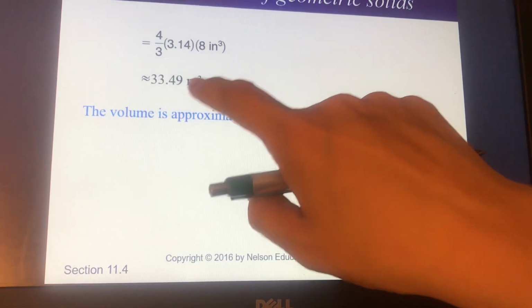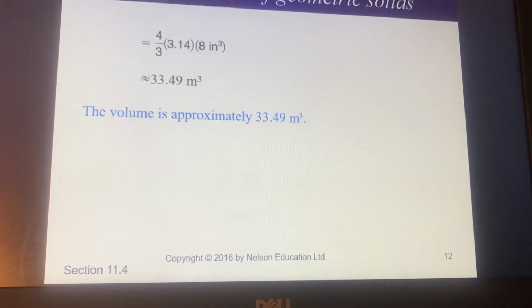I don't like the M there. If that's inch cubed, that's inch cubed, right? It's not going to be m cubed all of a sudden. That's a mistake here.